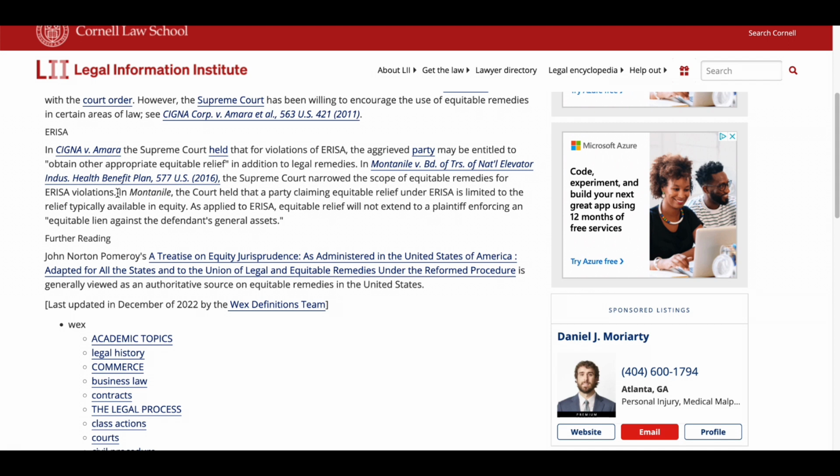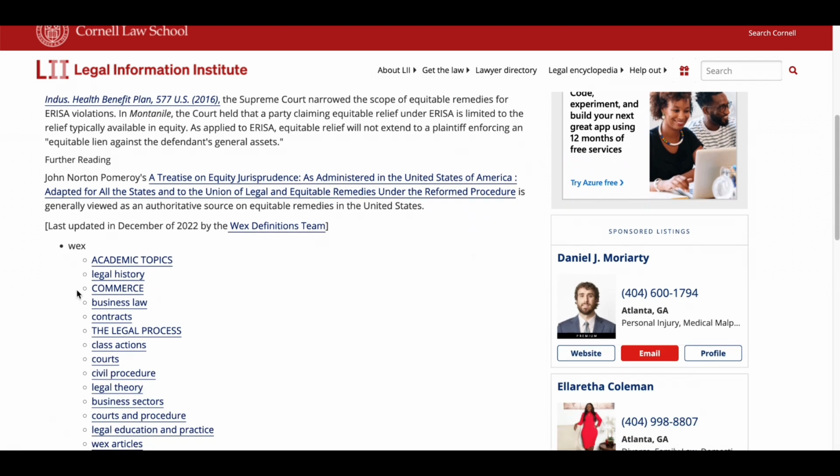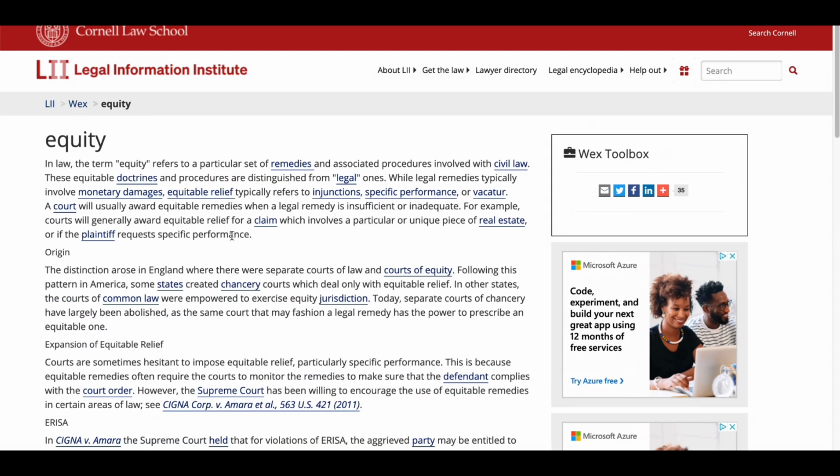In Montanile, the court held that the party claiming equitable relief under ERISA is limited to the relief typically available in equity. As applied to ERISA, equitable relief will not extend to the plaintiff enforcing the equitable lien against the defendant's general assets. But anyway, you get an idea of what equity is.